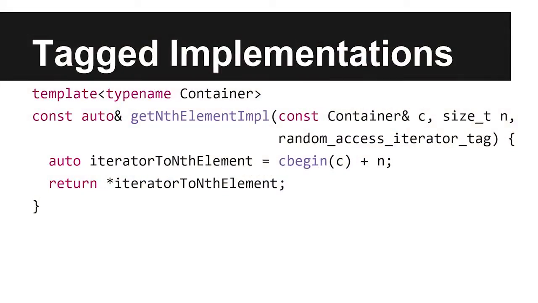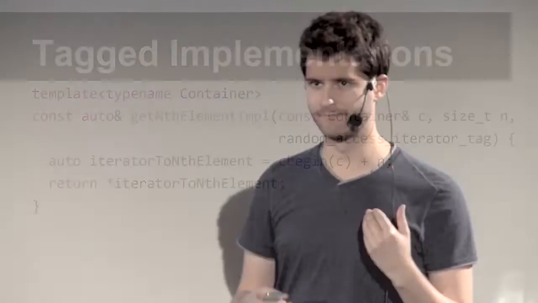The third argument, its only purpose is overload resolution. And to highlight that, I didn't even give it a name, because I don't care about the value. In fact, it's empty. It has no value. All it is a type. Now, the other thing that I changed in this slide is I've called this function getEnthElement impl. This is an implementation detail.